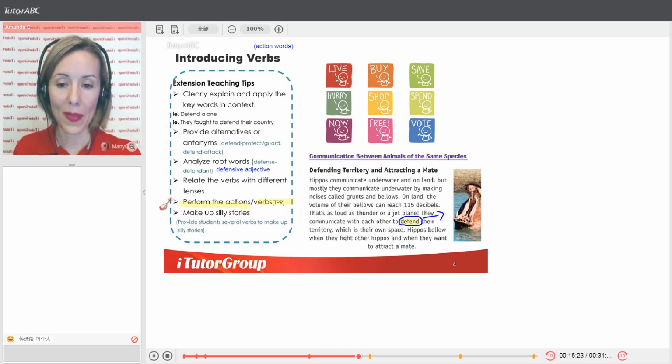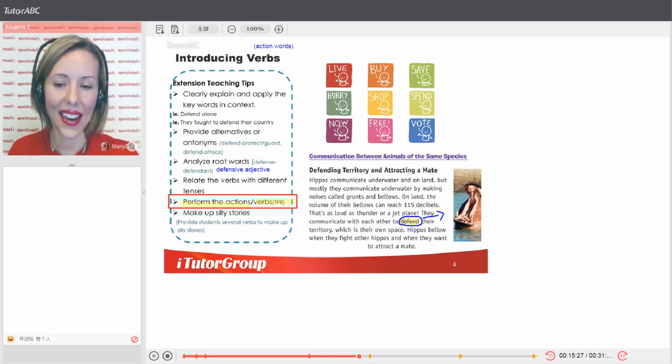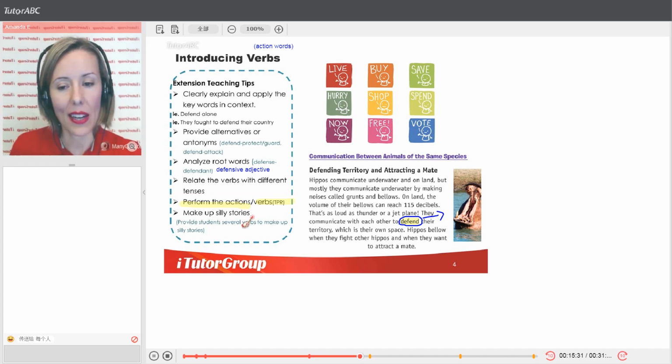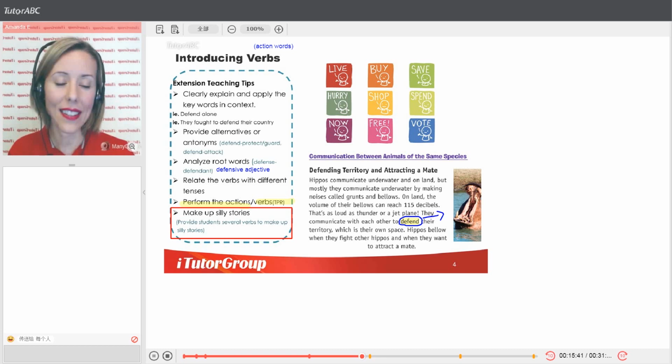Of course, perform the actions in TPR. That's probably the number one best way to teach a verb, but not all verbs lend themselves to TPR. And then we can get the student to maybe make a silly story if you've got time. If you want to shorten it a bit, just get them to make a sentence with the verb.